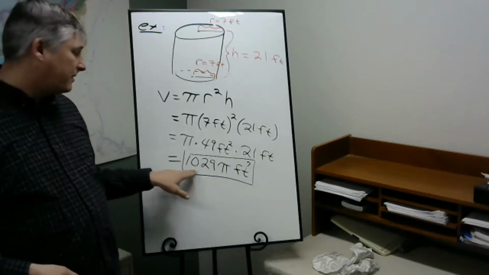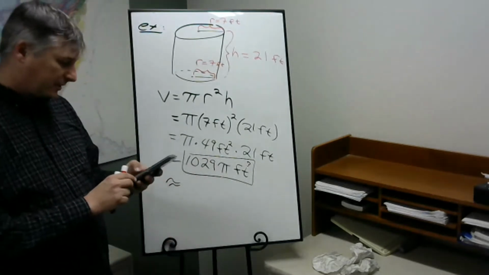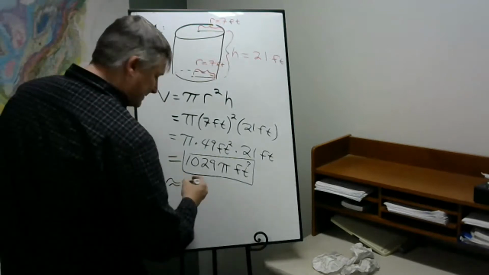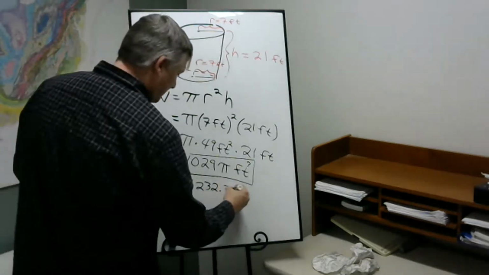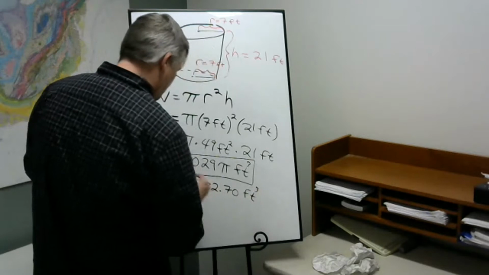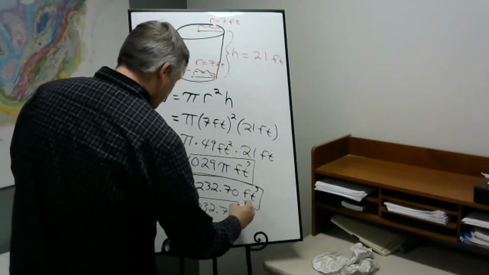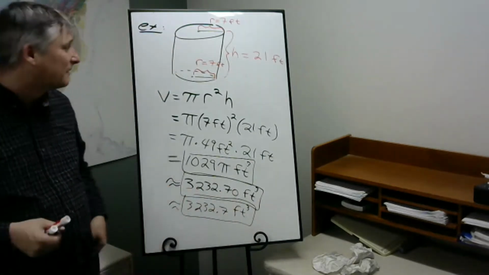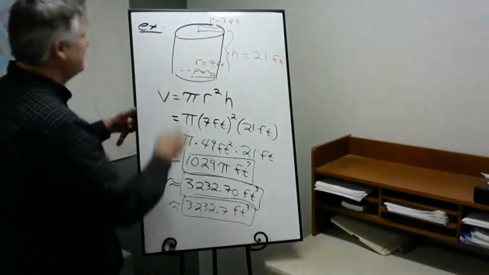Or for the approximate answer, we want to do 1,029 times pi. Let's approximate pi, 3.14159. So 1,029 times 3.14159. And so that's going to give us approximately 3,232 point, I'm going to round to the hundredths, but really it comes out to the tens. But we rounded to the hundredths, feet cubed, or probably more appropriately for the text. And so that's going to be your answer. All right. So another one with pi.